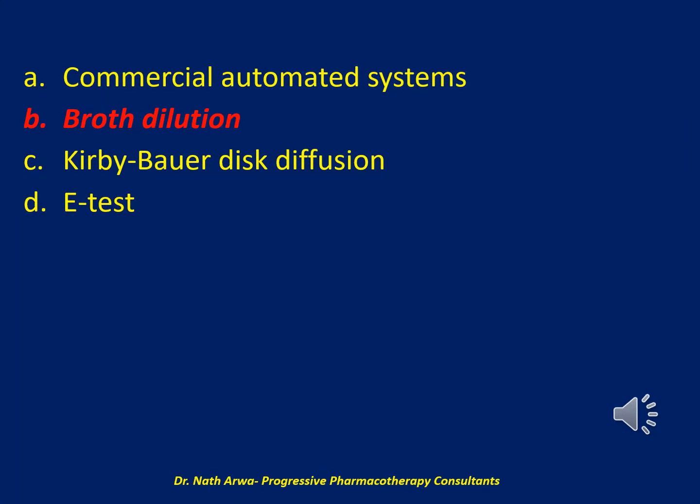And the correct answer is B, broth dilution. Broth dilutions are considered the gold standard, and they can be classified as either microdilution or macrodilution, though microdilution is more commonly used for high-volume experiments. For approval, the other listed methods must prove concordance with broth microdilution. Let's move to the next slide.